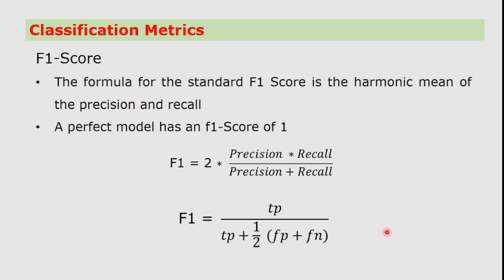The standard F1 score is the harmonic mean of precision and recall. So in mathematical terms, we can define F1 as equal to 2 times precision times recall divided by precision plus recall, or F1 equal to TP divided by TP plus half the sum of FP plus FN.